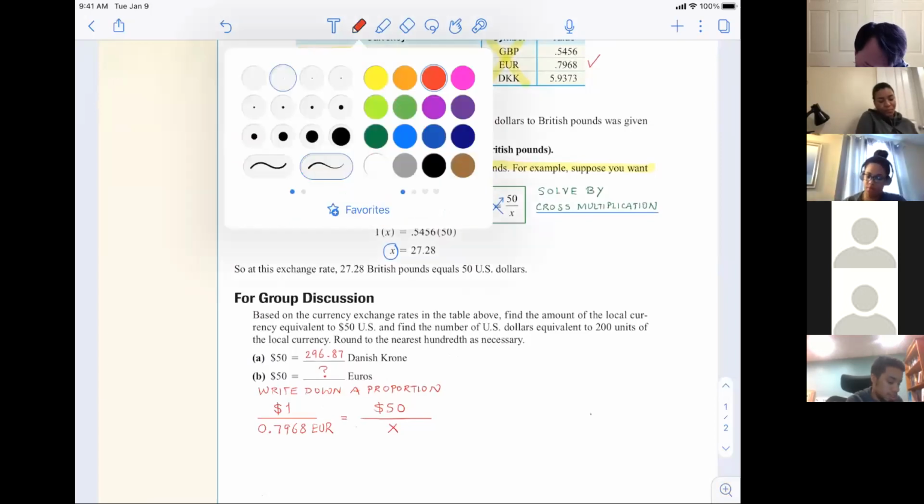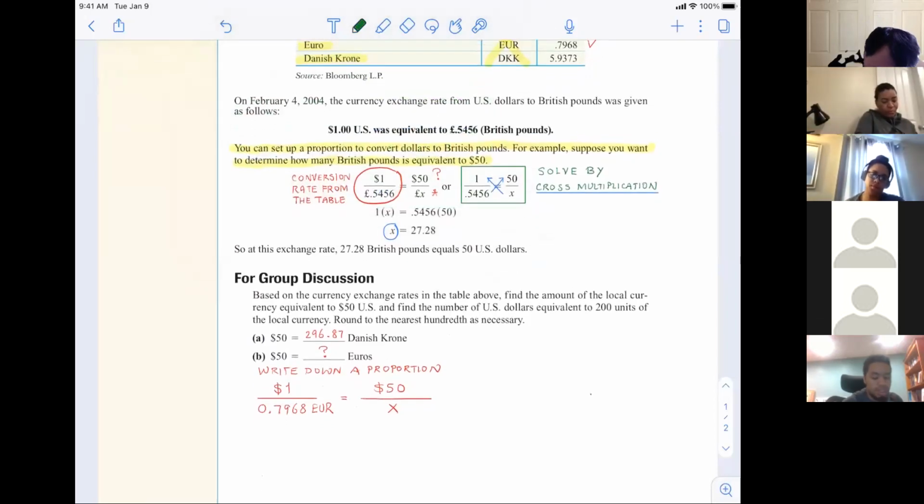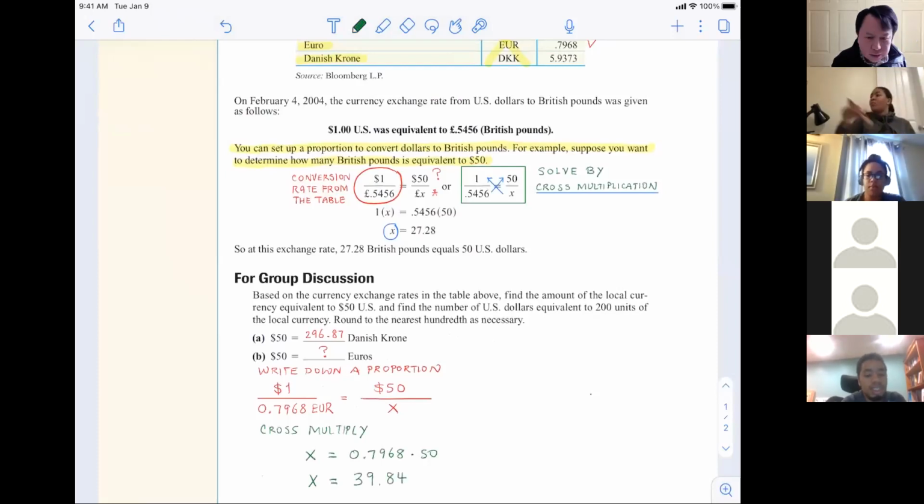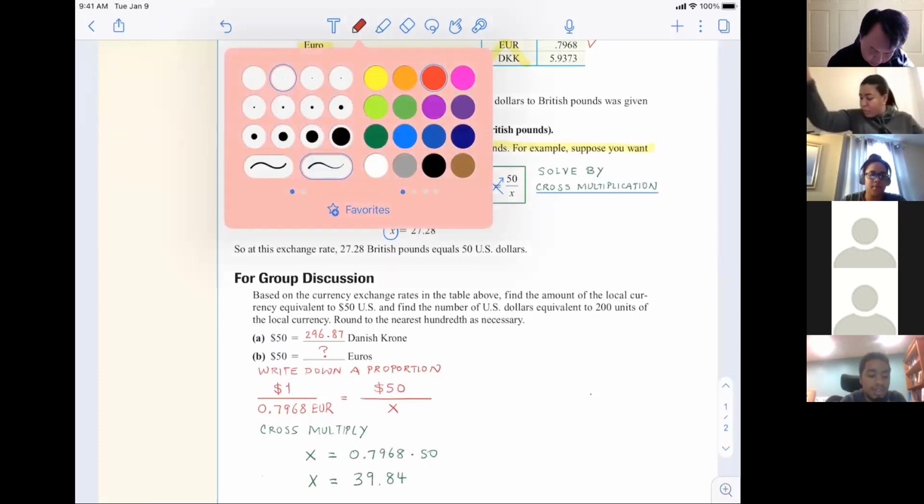All right, so once again, we do the cross multiplication. That is actually a very effective trick. Okay, cross multiply. And we end up with x equals 0.7968 times 50. All right. And indeed, I got 39.84. Is that what you said before? Right. Yeah, that's what I said.